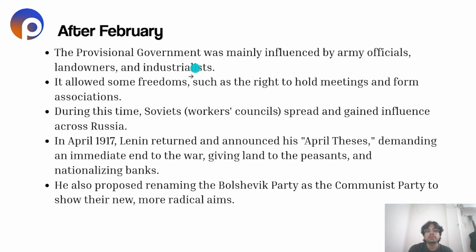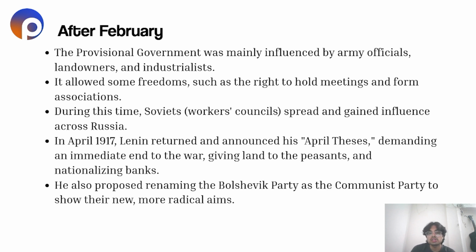Now, what happened after the February Revolution? A provisional government was formed, and freedom was given to people so that everyone could now hold meetings or form associations. But during this time, Soviets, the Workers' Councils, spread and gained influence all over Russia. Now, in April 1917, Lenin returned to Russia and announced his April Theses. According to that, he demanded that there should be no war. The war would be ended, and he gave land to the peasants. Peasants were controlling the land, and the banks were nationalized.